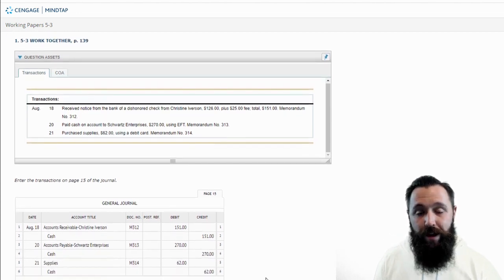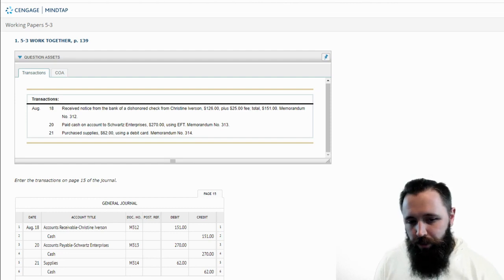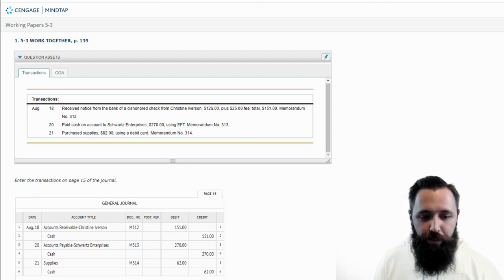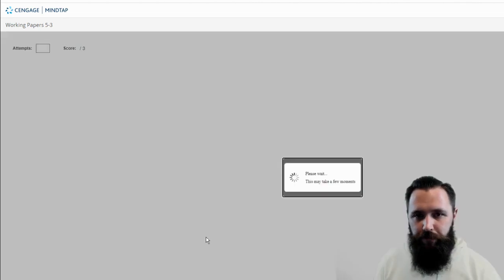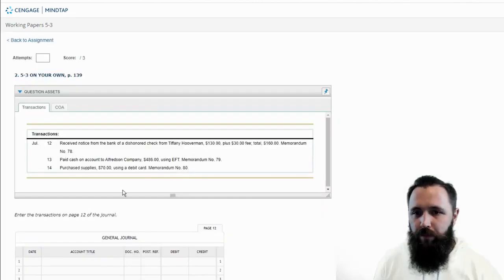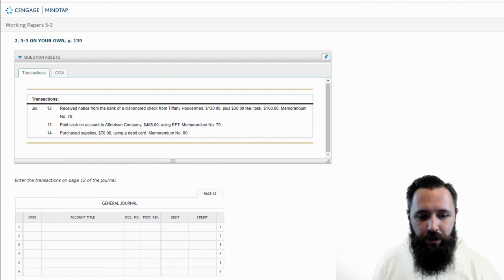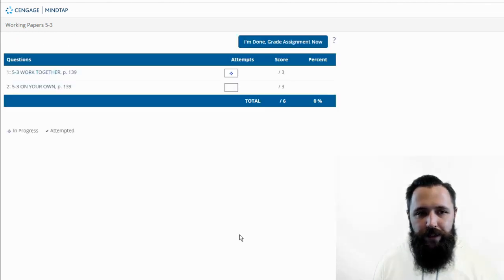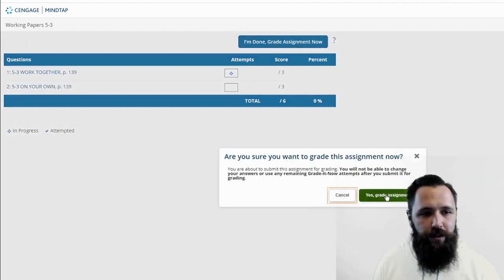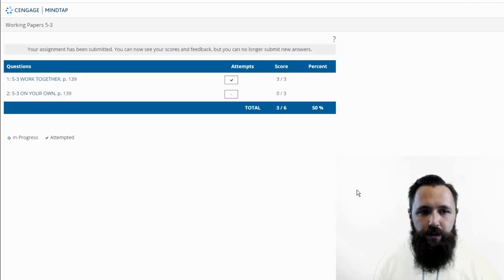Okay, that's everything for 5.3. You see we don't even have to fill out that deposit slip, which is kind of nice. But you will have to do that, I believe, on the test. So let's save and continue here. And here's the on your own. I'm going to move past that. And let's grade this. And there we go. We got a 3 out of 3 on that work together.